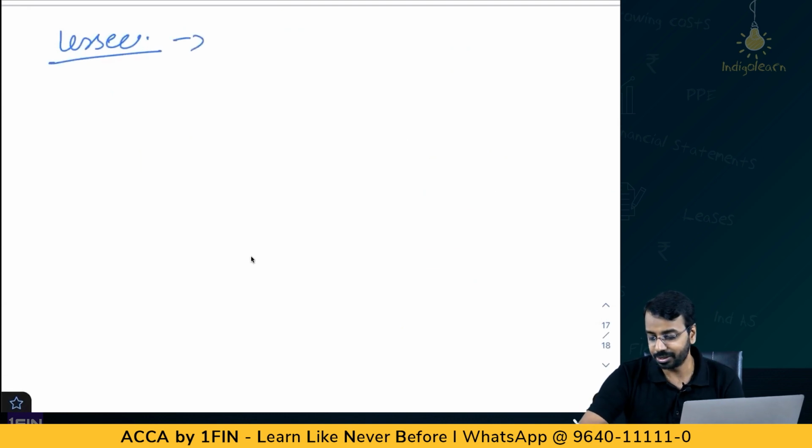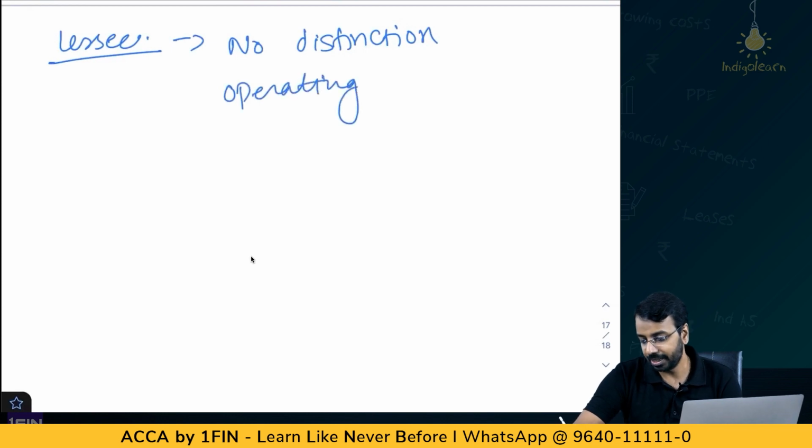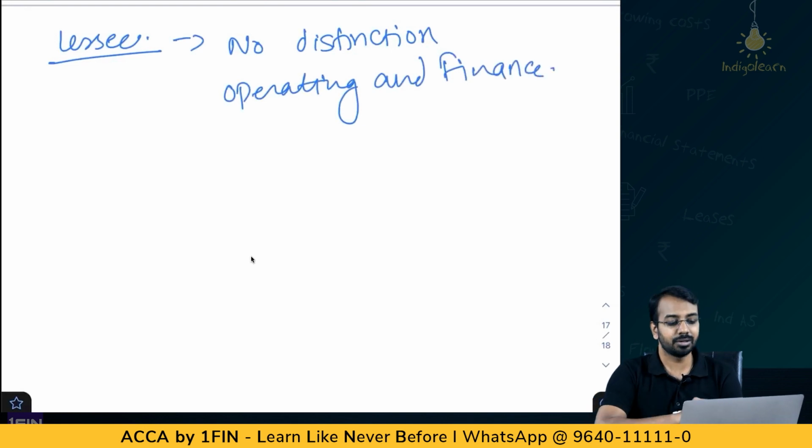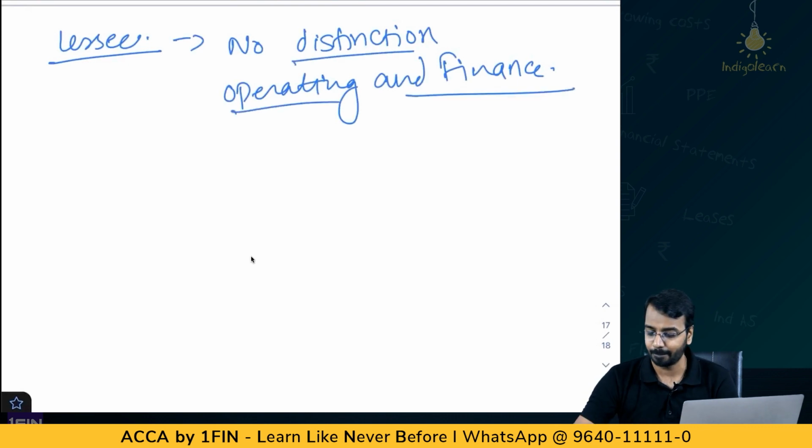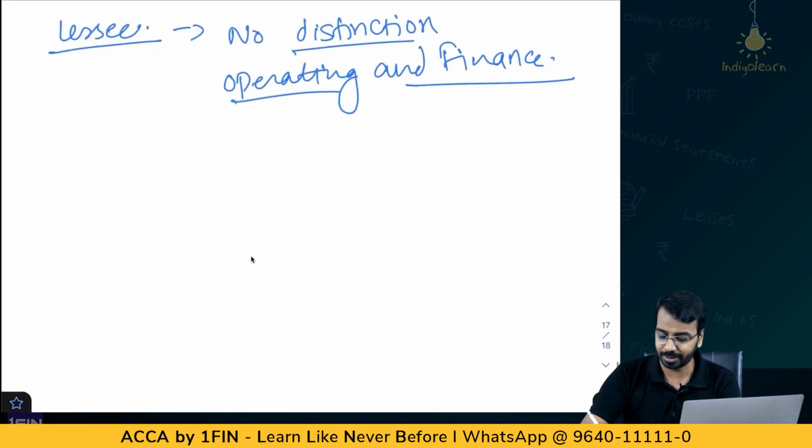Now, as far as the accounting is concerned, we have lessee accounting, which is the more complicated part. In lessee accounting, there is no distinction between operating and finance lease. So there is no distinction whatsoever between an operating and finance lease. Both the leases are accounted for using the same method. So there is no distinction between operating and finance lease, right? That is one.